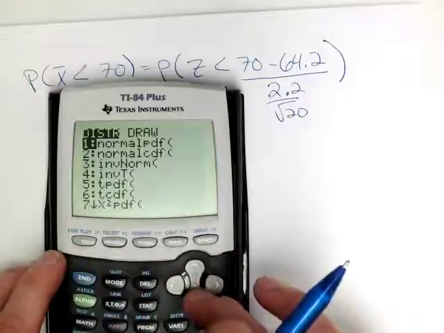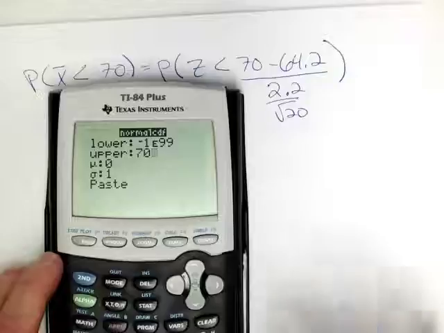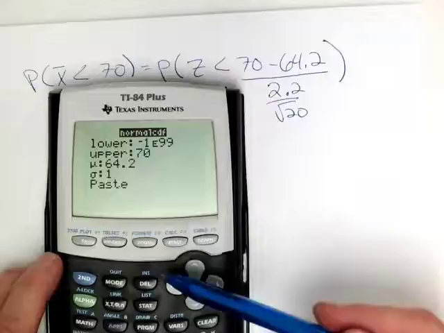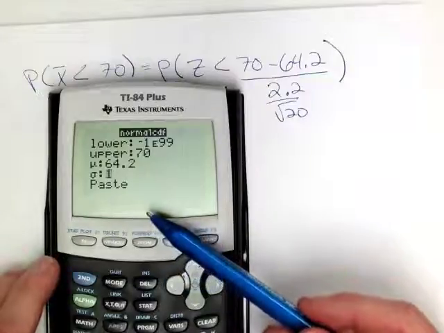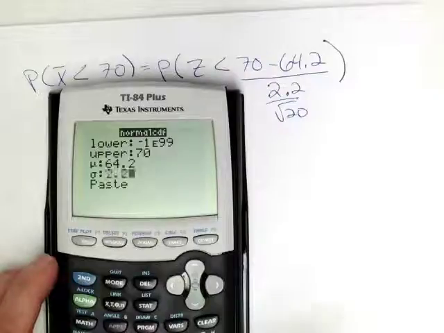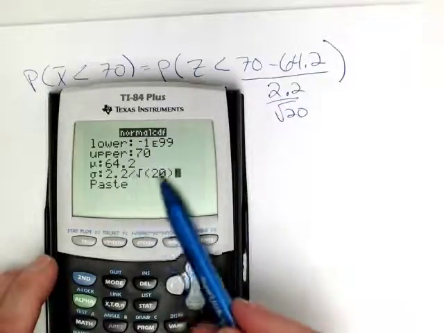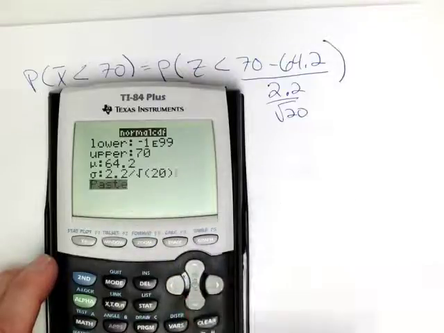Normal CDF. My lower bound is going to be a really small number again. My upper bound is going to be 70. Mu in this case is the same as the original population. Now sigma, remember we calculated that to be approximately 2.9. But if you're lazy or motivationally inert, you can put in the calculation for the standard error of the mean right here where sigma is.